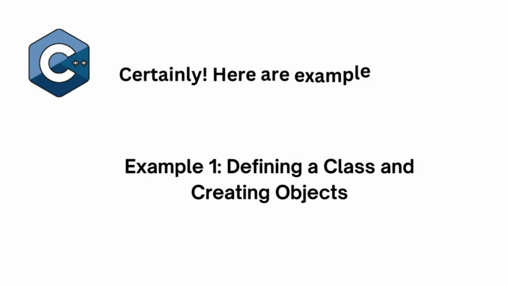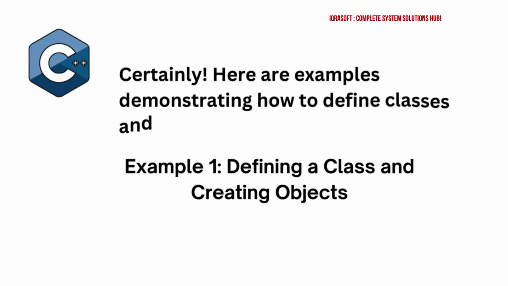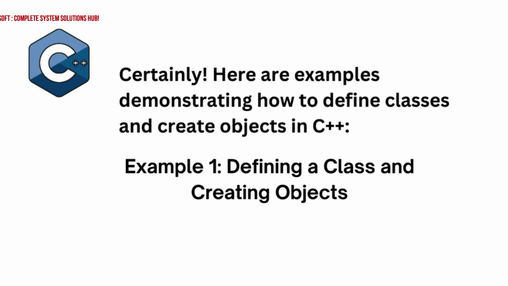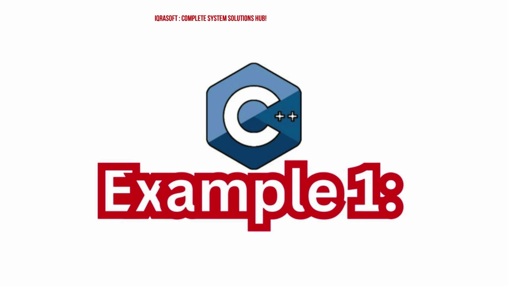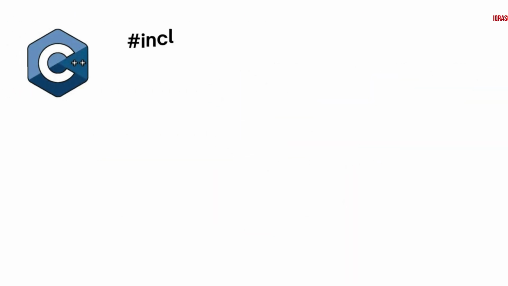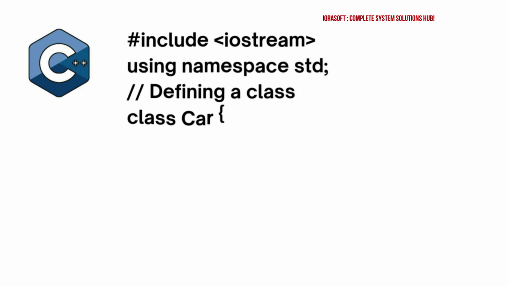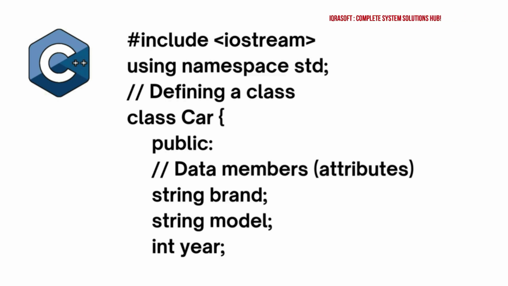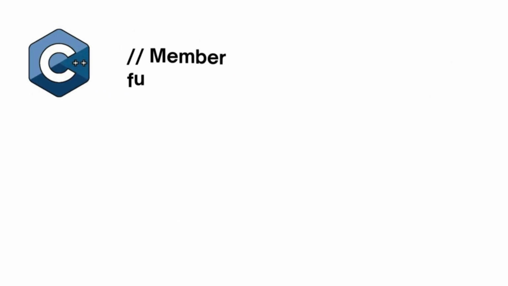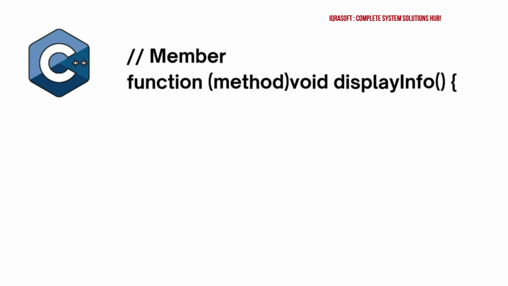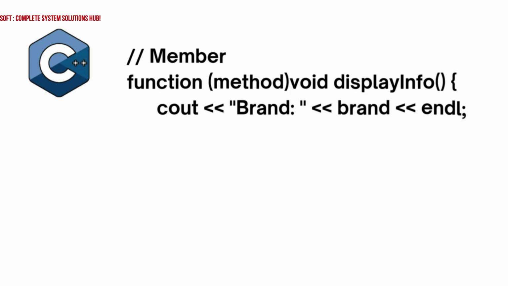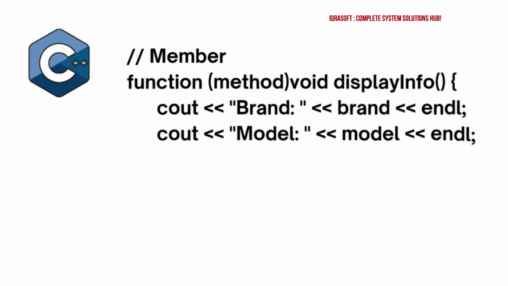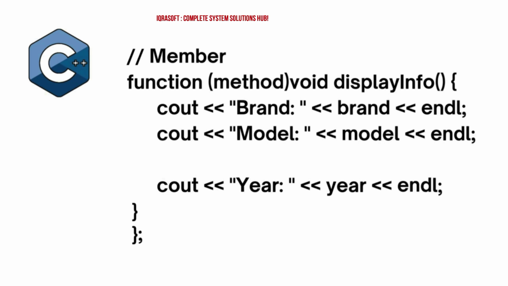Certainly, here are examples demonstrating how to define classes and create objects in C++. Example 1. Defining a class and creating objects. #include <iostream>, using namespace std, defining a class Car, public, data members (attributes) string brand, string model, int year. Member function (method) void displayInfo: cout << brand << endl, cout << model << endl, cout << year << endl.